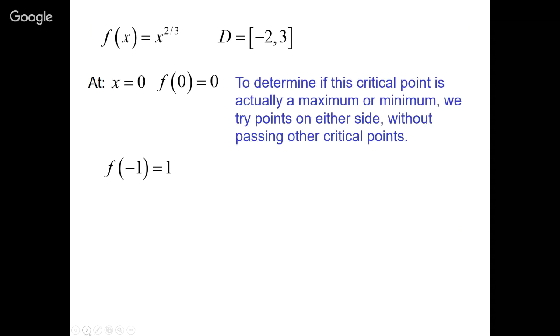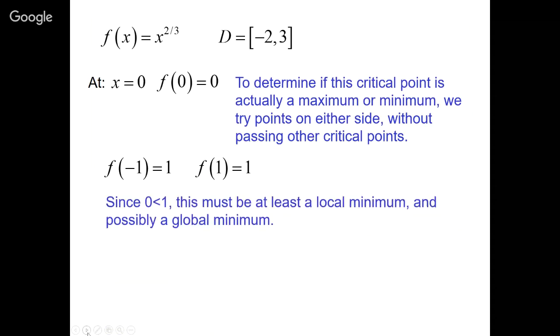So let's try f of -1. Well, f of -1 is equal to 1 when you plug this in, because you take the cube root of -1, you get -1, square it, you get 1. So it's positive on the left side, and let's try 1. When you plug in 1, you get 1 in the original function, and so it's positive on the right side. So since it's positive on either side, this function has a minimum at x equals 0. And it must be a local minimum, at least. It might be the global, but we have to check the endpoints to figure out if it's an absolute or global minimum.